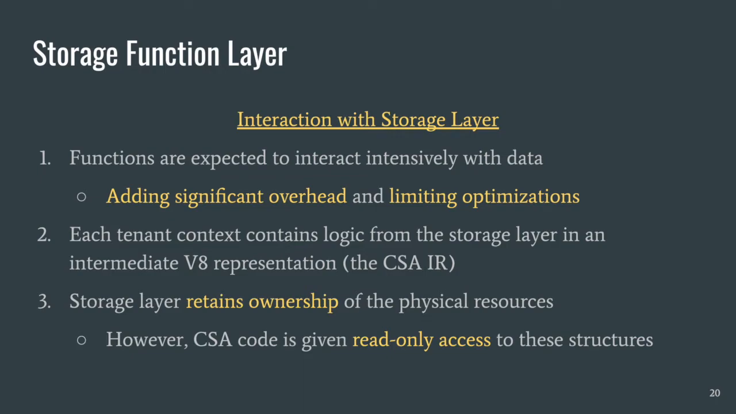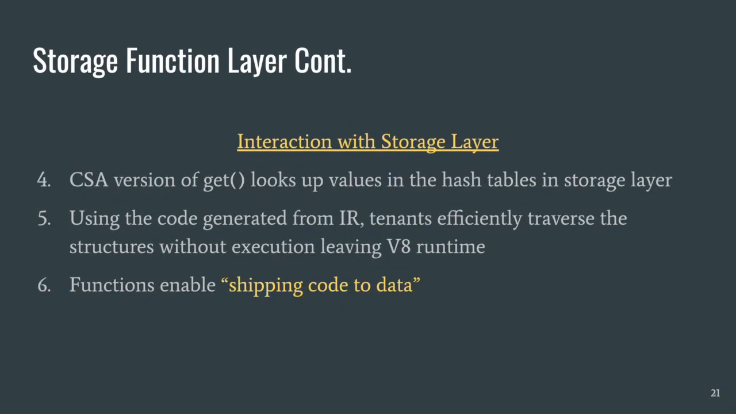The storage layer retains ownership of the physical resources that make up the records and indexes. But CSA code within the runtime is given read-only access to these structures. The CSA version of get directly looks up values in the hash tables in the storage layer. By using the code generated from IR, tenants can effectively traverse the structures without leaving the V8 runtime. Hence, these functions enable shipping code to data.